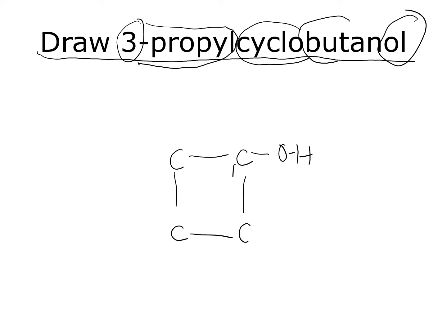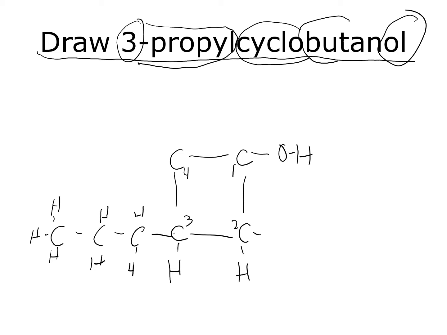So carbon 1 is going to be the carbon where the hydroxyl is attached. So we're going to count around our ring to carbon number 3, and we can add a propyl, which is 3 carbons, as a group. And then we want to add all of our hydrogens for our propyl. And then the last thing we want to do is add the hydrogens to our parent, because we always want to make sure carbon always has 4 bonds. So this is our drawing for 3-propylcyclobutanol.